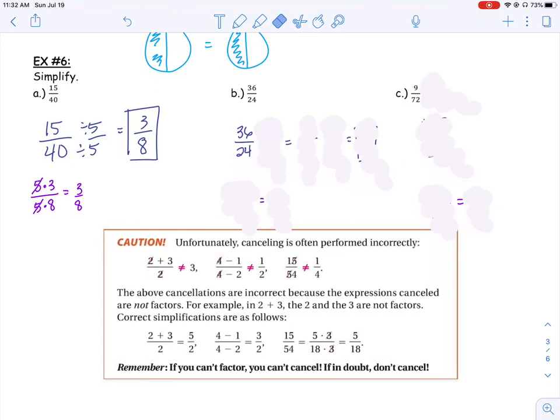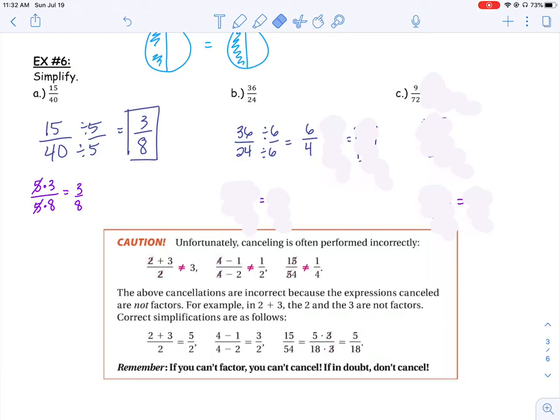So look at B. If I have 36/24 and I want to reduce, is there a factor of 36 that's also a factor of 24? Can I reduce both of them by a certain amount? The first number I thought of is 6, so I divided both the numerator and the denominator by 6. That left me with 6/4.